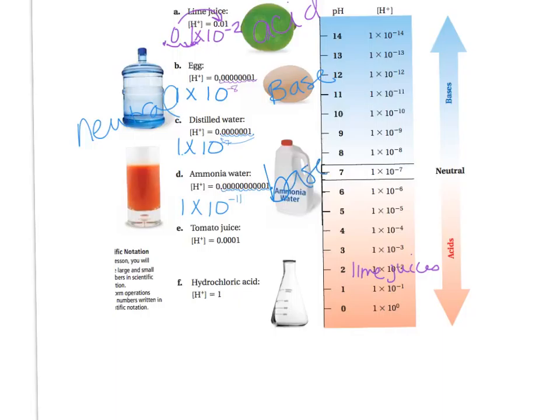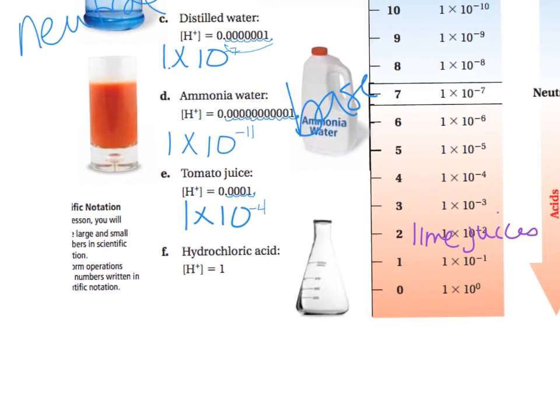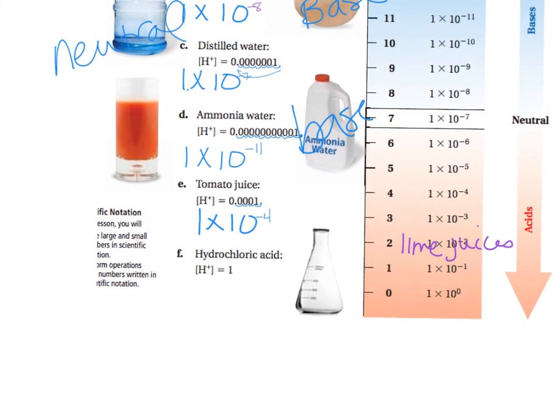Okay, keep on going. We've got tomato juice. So again, it's going to be 1 times 10 to what power? And how do we get it back to the original? So let's make that big. Okay, and so we go over right here: 1, 2, 3, 4. So that'll be -4. All right, which is an acid, right? If I look at my chart, 10 to the -4 fits in the acids. So let me label that as an acid.